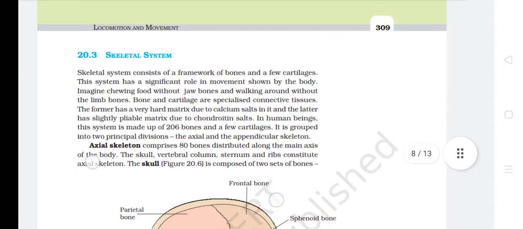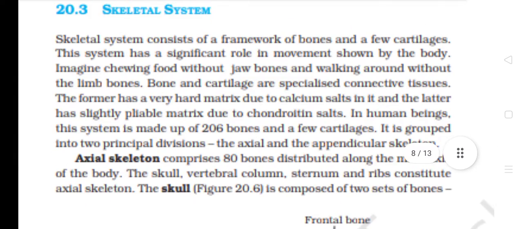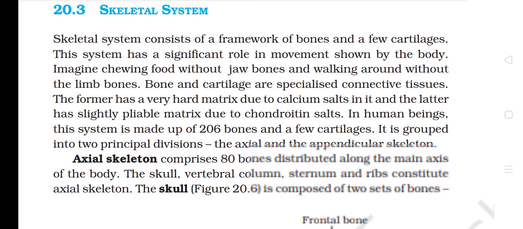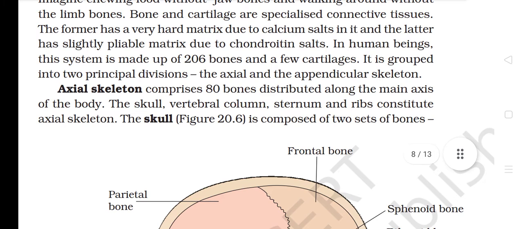20.3 Skeletal system. A skeletal system consists of a framework of bones and a few cartilages. This system has a significant role in movement shown by the body. Imagine chewing food without jaw bones and walking around without the limb bones. Bone and cartilage are specialized connective tissues. The former has a very hard matrix due to calcium salts in it, and the latter has slightly pliable matrix due to chondroitin salts. In human beings, this system is made up of 206 bones and a few cartilages.